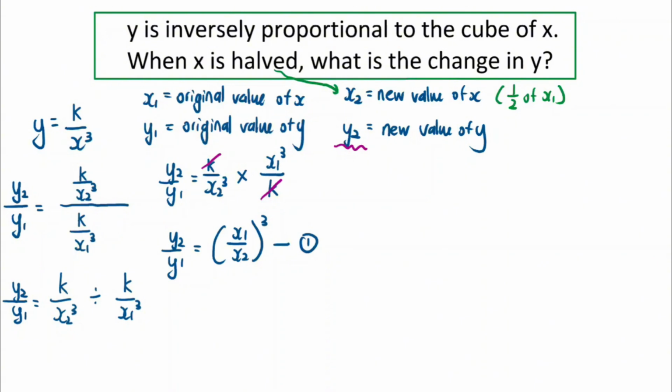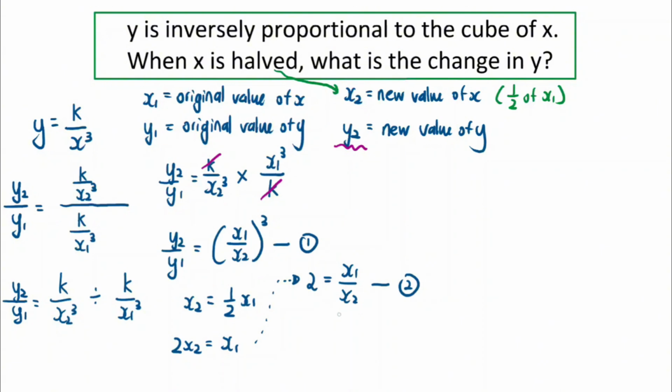Next we'll write down the link between x2 and x1. So x2 is half of x1. I'll bring the half to the left, so it becomes 2x2 equals x1. And then I'll bring the x2 over to the right. So we'll have 2 equals x1 over x2. And we call this equation 2.